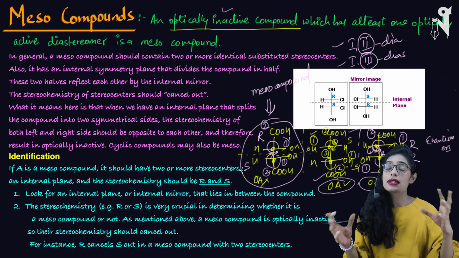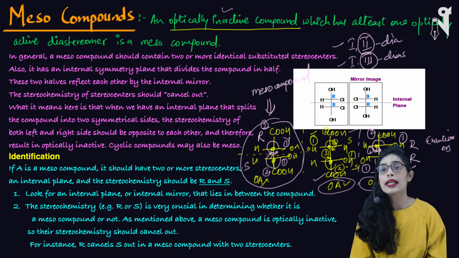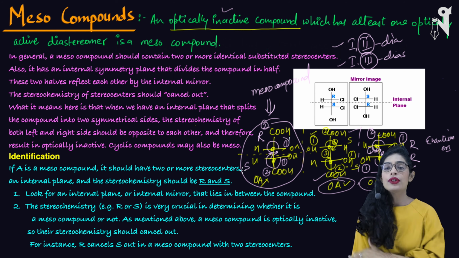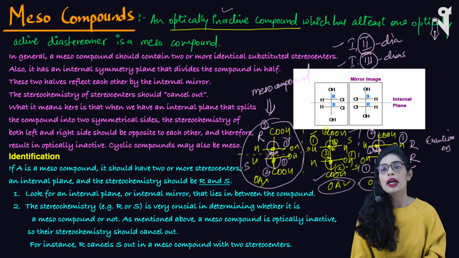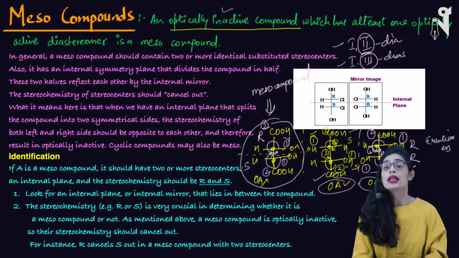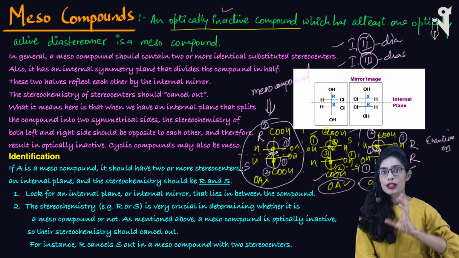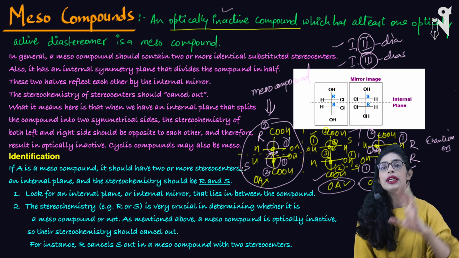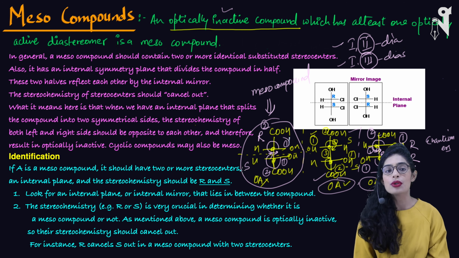And because the angles through which they rotate are exactly the same, when the light comes out of the compound, you will find there is no change in the orientation of the plane polarized light. Why? Because their effects have got nullified with respect to each other. The first half compensated the second half, and the second half compensated the first half, and that is the actual reason for optical inactivity. So this is what exactly meso compounds mean.